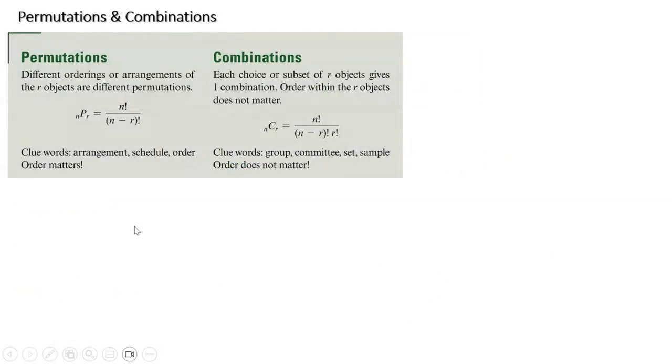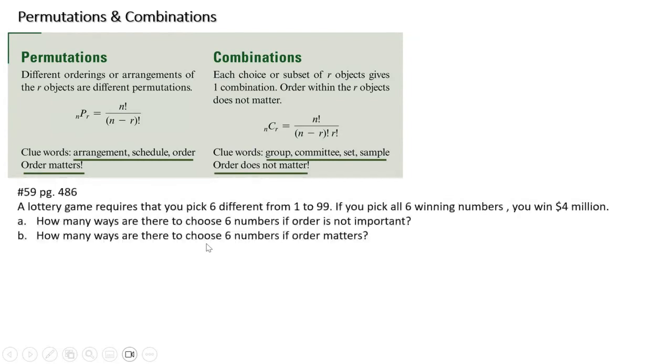Okay, now here's to summarize the difference between permutations and combinations. For permutations, these are clue words: arrangements, schedule, order, or order matters. For the combination, these are the clue words: group, committee, set, sample, and order does not matter. Okay. Again, these are the clue words.